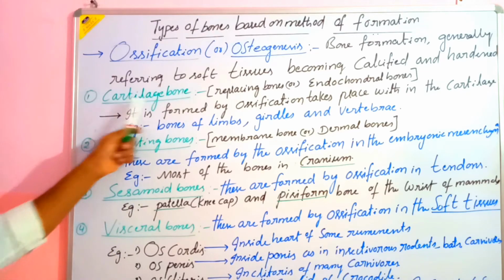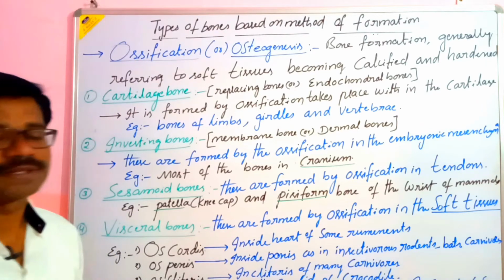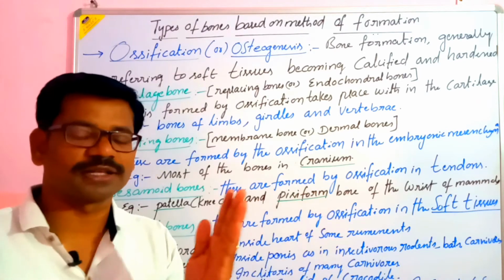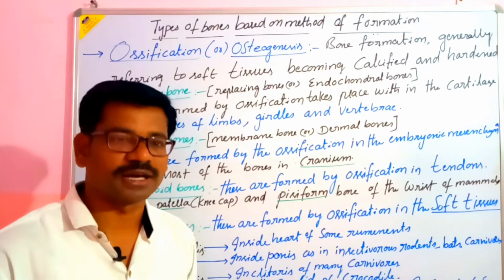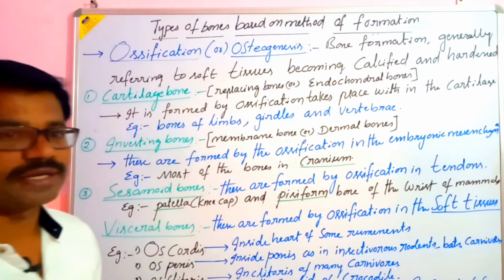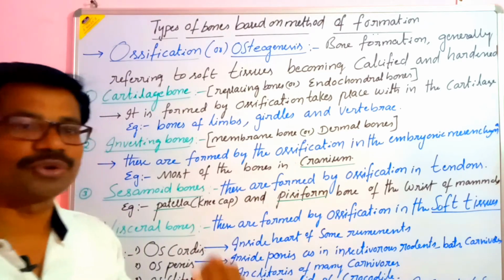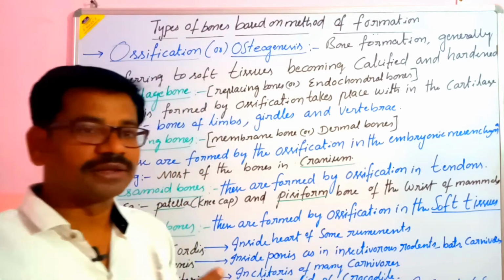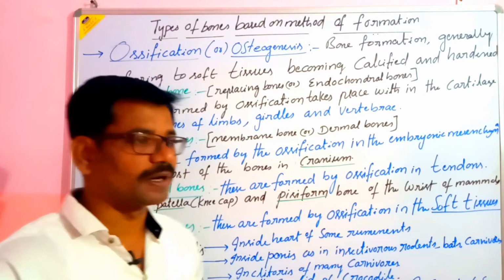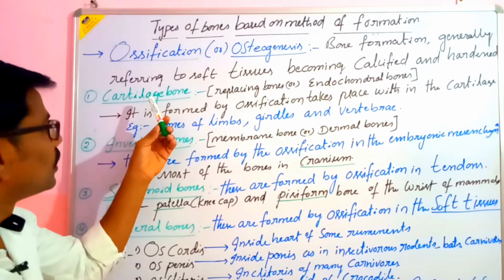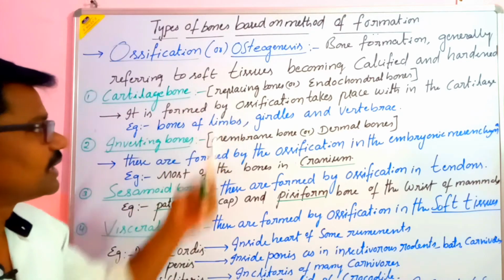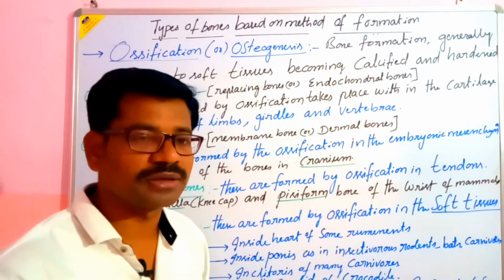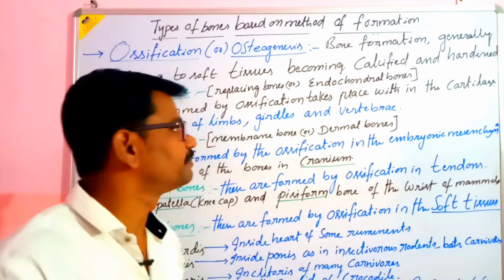Cartilaginous bone or cartilage bone. Cartilage bone, in the sense, we have learnt about the cartilage. Cartilage is basically of three types: hyaline cartilage, fibrous cartilage and calcified cartilage. Most of the endoskeleton of vertebrates is made up of hyaline cartilage. That hyaline cartilage is slowly replaced by the bones, right? That is what is called cartilage bones, also known as replacing bone or endochondral bones. Endochondral bones are nothing but bone replacing the cartilage, right?